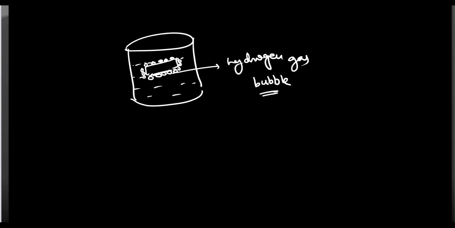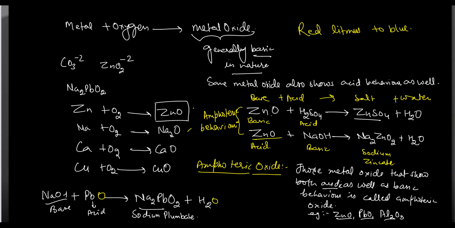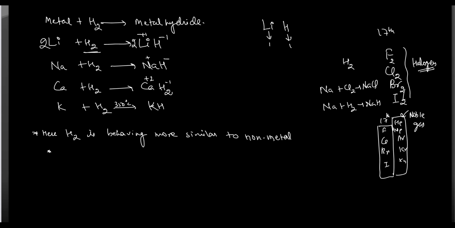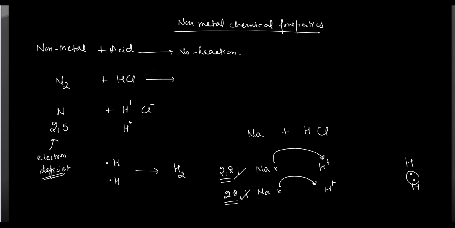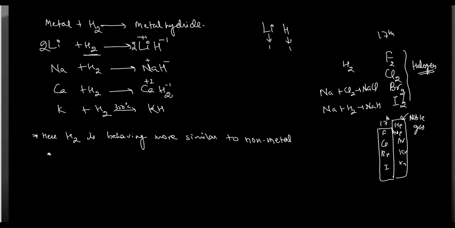Now moving to the properties we have studied. One is metals when they react with acids, and metals when they react with water, H2. Now the third and very important property is metals when they react with base. What would happen when metals react with base?